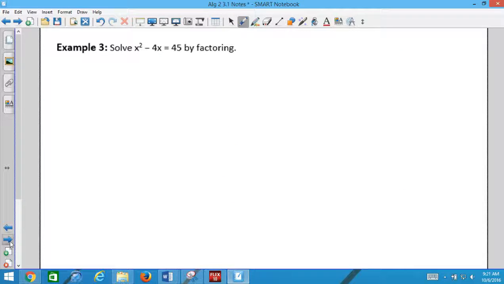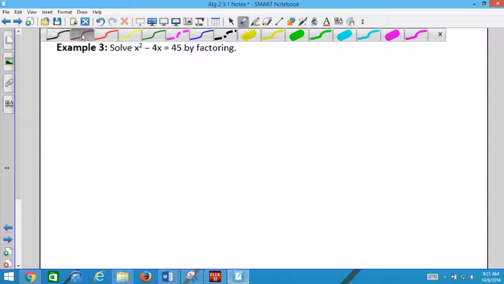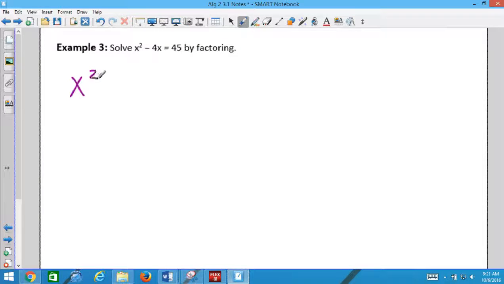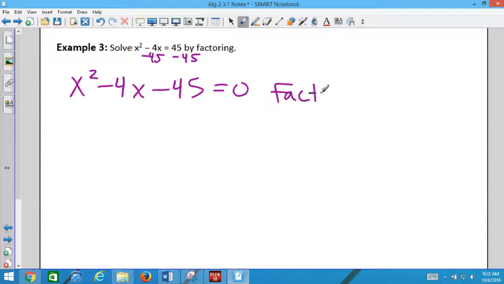So solve x squared minus 4x equals 45 by factoring. Does that say equals 0? No. So how do we make it equal 0? So we have x squared minus 4x minus 45 equals 0. We subtracted 45 from both sides. That's not a like term with anything else. We just put it on the end. Now this is to solve by factoring, so what should we do next? Probably factor.